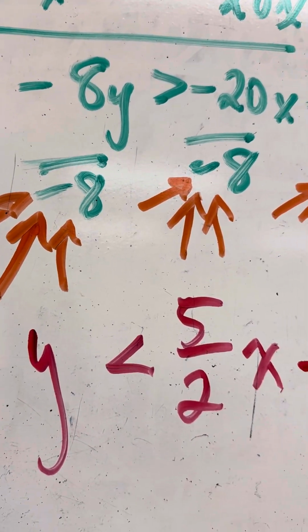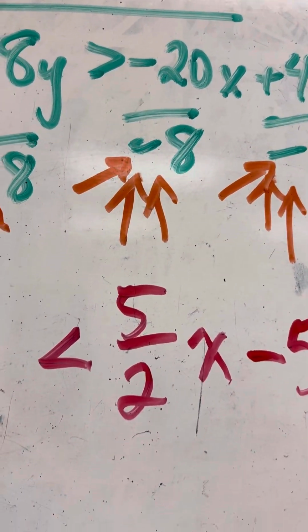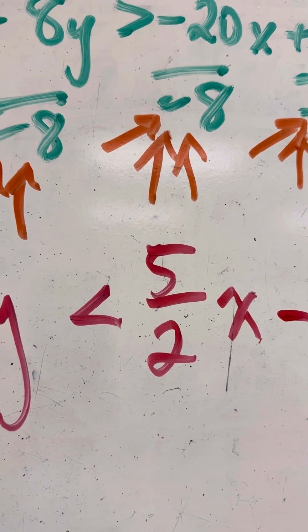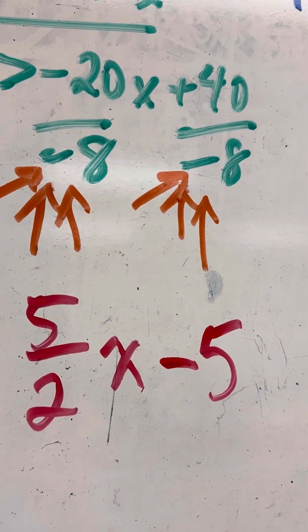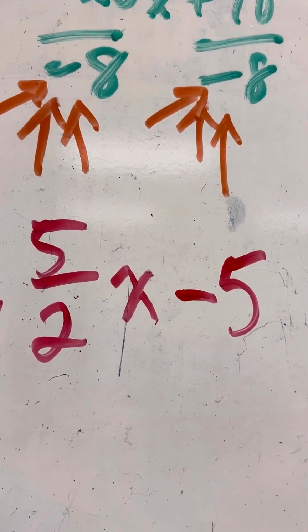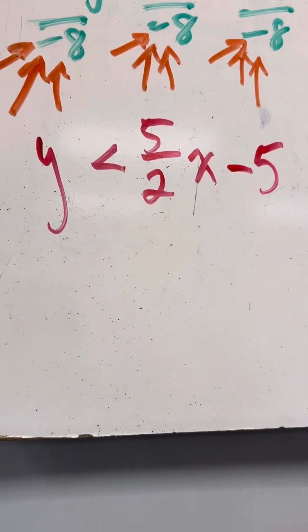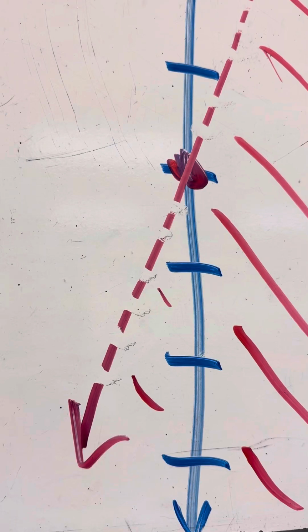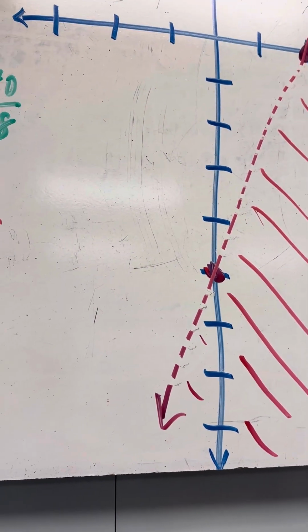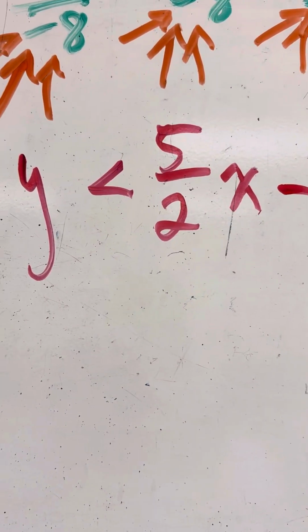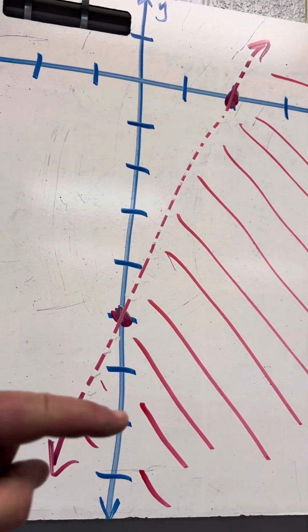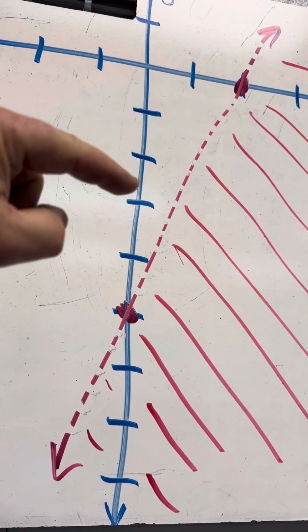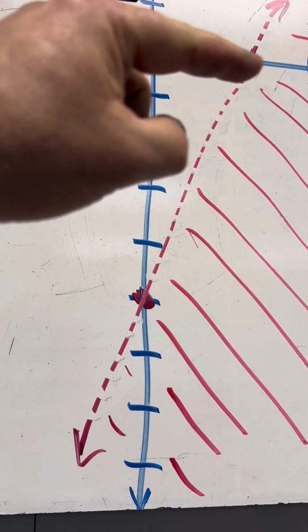So you get y, 20 over 8 reduces to 5 over 2. Y is less than 5 over 2x. 40 over negative 8 is minus 5. So the intercept is negative 5. What's the slope? The slope is up 5 over 2. Okay, from here we go up. 1, 2, 3, 4, 5 over 1, 2.